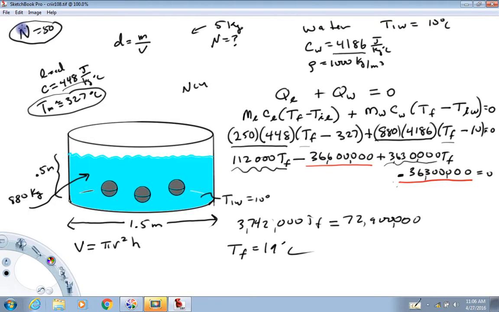Again, the important assumption here is that no energy goes across this boundary. That's really important because that's what allows us to write equals 0 on this right-hand side. Then we have MC delta T terms for the lead and the water. You just have to take note that the T finals are the same, put in the numbers, and solve for T final.